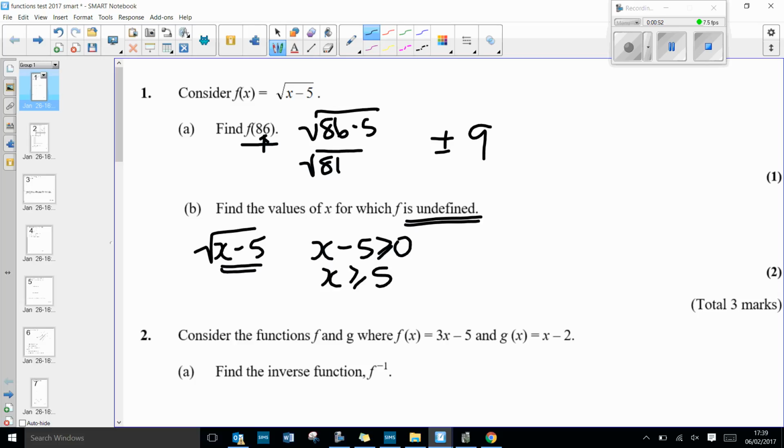They're the values for which it is possible. So it would be undefined for values less than that. So in other words, x is less than 5 is the answer to this question.